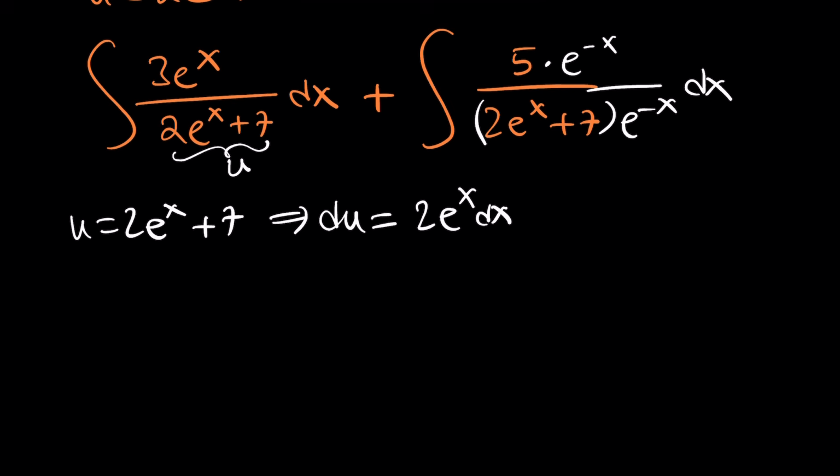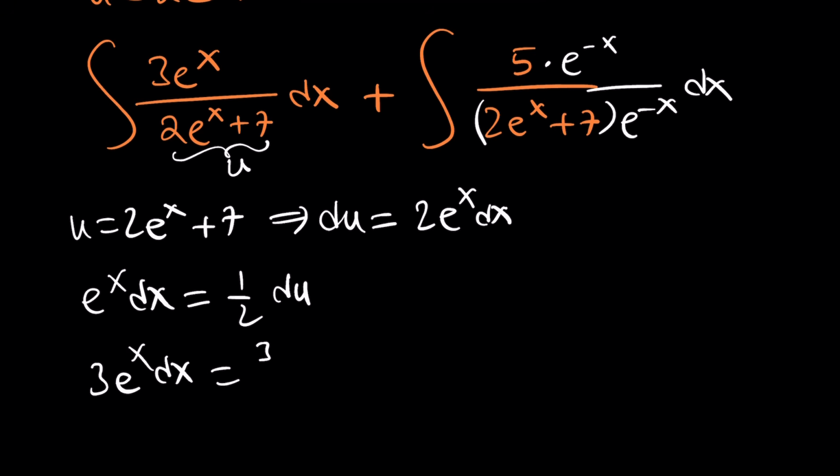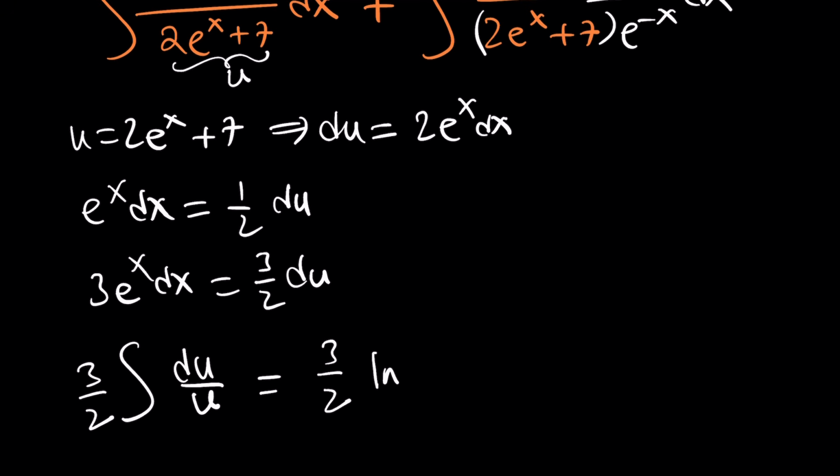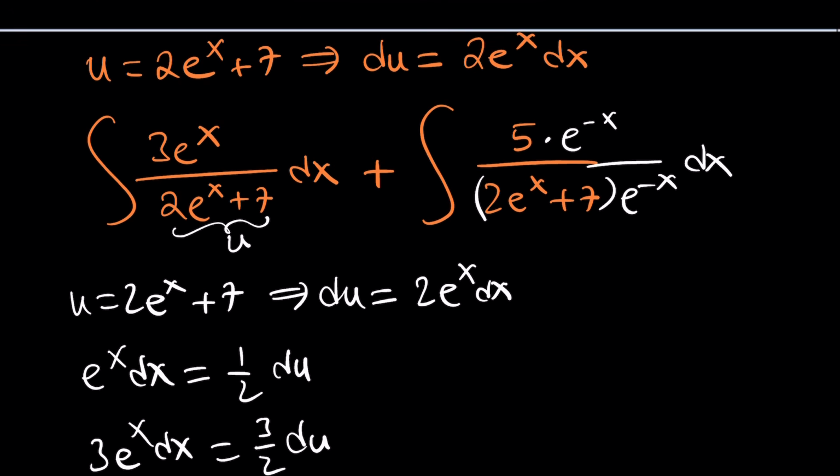Now, we do have 3e to the x, so we can basically multiply both sides by 1/2. So e to the x dx would be half of du, and then 3e to the x dx would be 3/2 of du. Okay, so this is what we get from the first one, and 3/2 you can kind of pull out du divided by u. And as you know, this is the ln absolute value of u, plus c, but we're not going to use it since we're going to add it at the end. Okay, that's the first part.